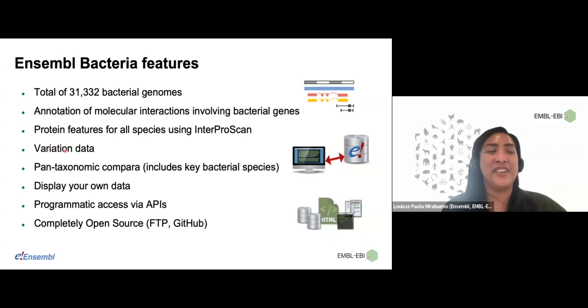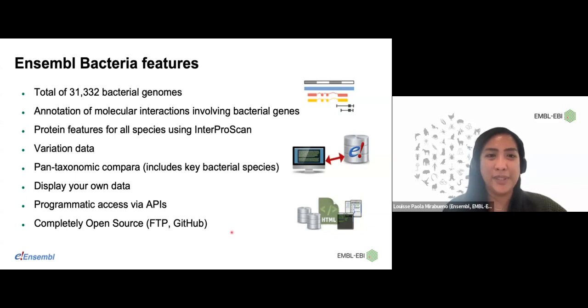We also have comparative genomics data available, so pan-taxonomic Compara, including gene trees, homologs, and alignments. You can also display your own data, so you can upload your own data to visualize against a reference genome, for example. And we also provide programmatic access via our APIs.